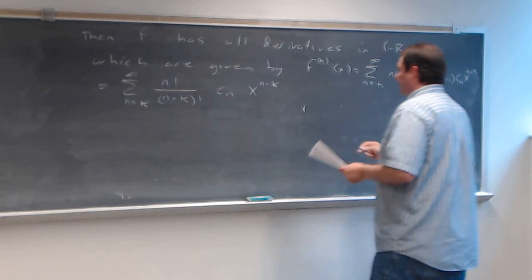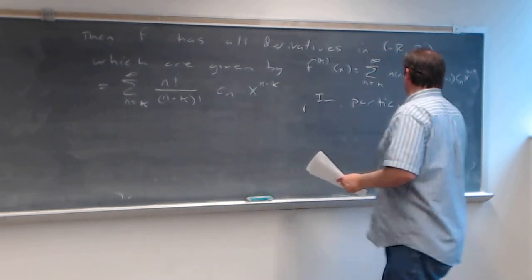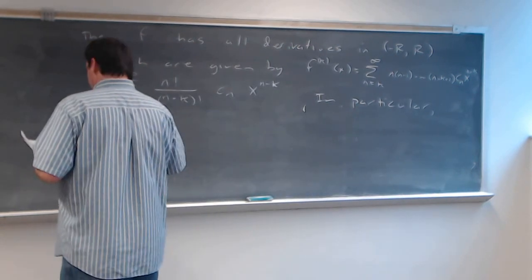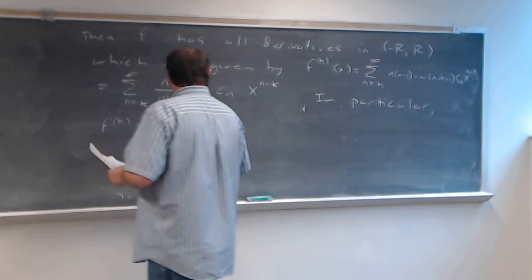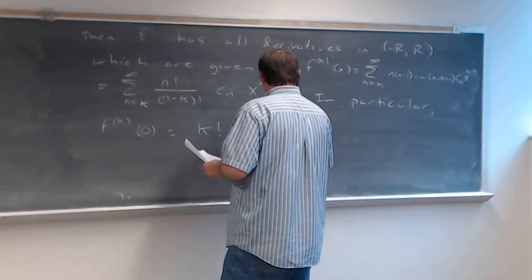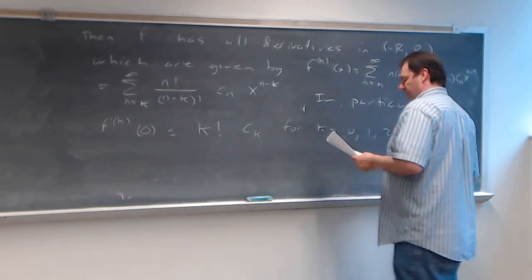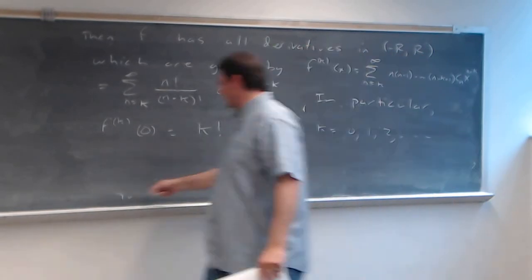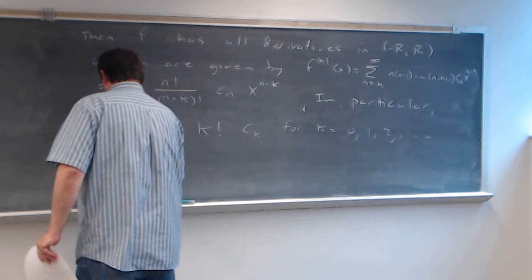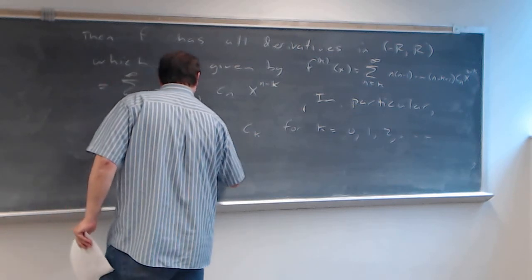Okay. And in particular, if you look at the kth derivative evaluated at 0, that's going to be equal to k factorial times c sub k for k equaling 0, 1, 2, forever. And the proof is by induction. That's the way I'm going to do it.